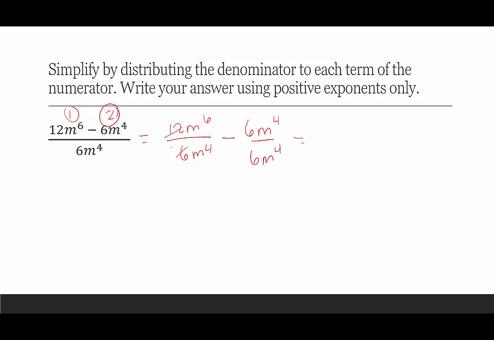Here we have 12 over 6, that would be 2. And we have 6 factors of m in the numerator. We have 4 in the denominator. There are 2 more in the numerator. Because the denominator turned entirely to ones, we can just write it as 2m squared.